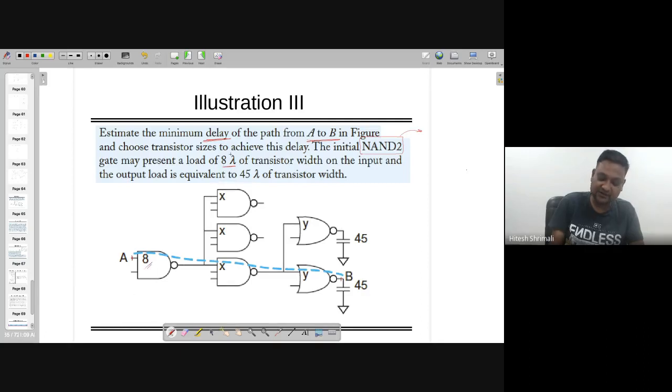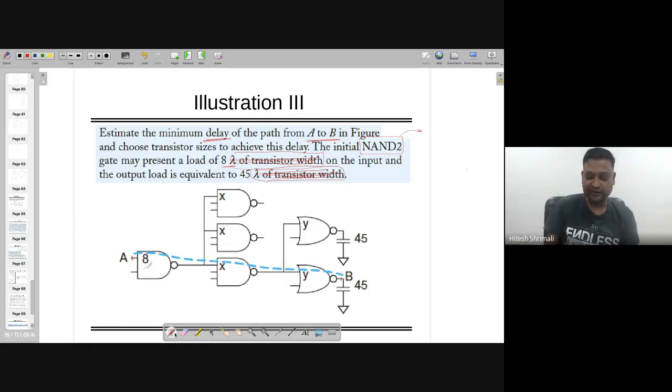Lambda is actually the transistor width, but forget about this for the time being. Just understand that 8 is the input capacitance and 45 is the output capacitance. That is what it says. So we have to find the following things. We need to find the delay, the entire path delay, as well as the value of X and the value of Y. Notably, X, Y, and 8 are the drive. If you remember, we talked about that. There is a drive.